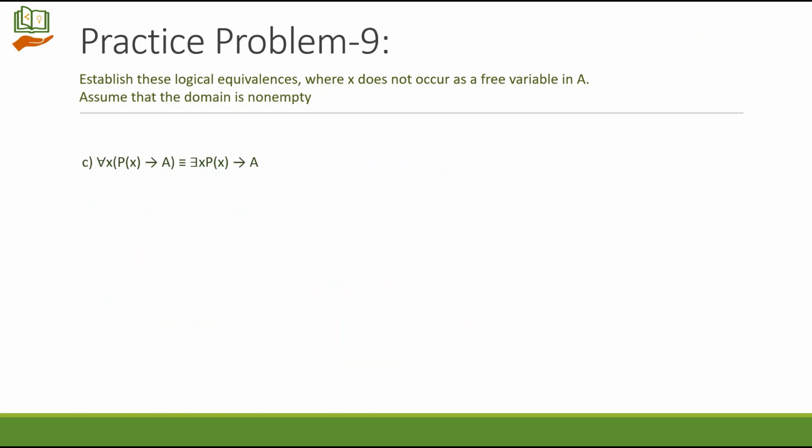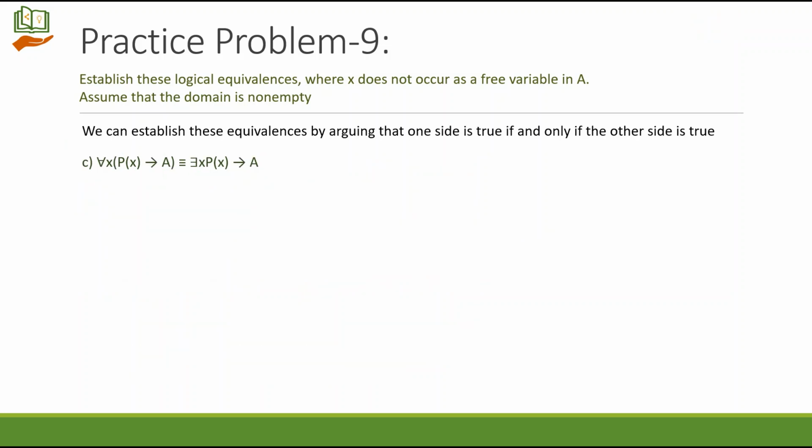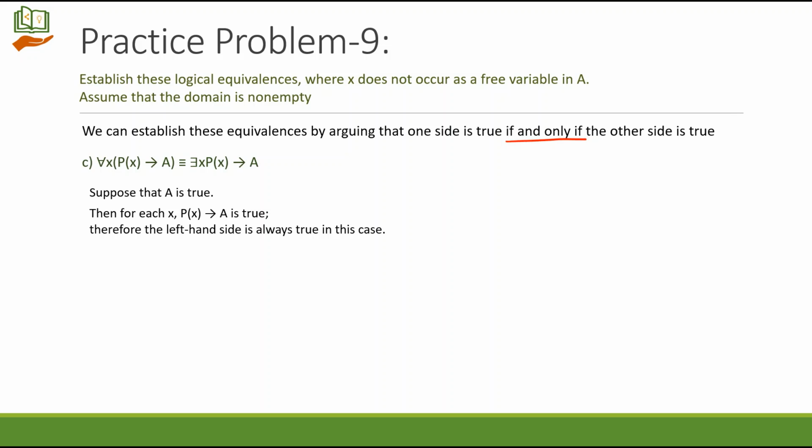Next we have C problem. We can establish these equivalences by arguing that one side is true if and only if the other side is true. Suppose that A is going to be true. Then for each x, P of x implies A is true. Under implication operation, we have true, true, true, false, false, true, false, false. And the implies operation will be true, false, true, true. When Q is true, what is the result? We have true only. We are just going to consider A to be true.